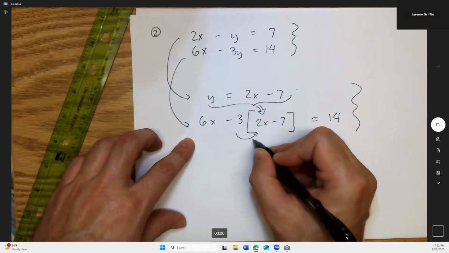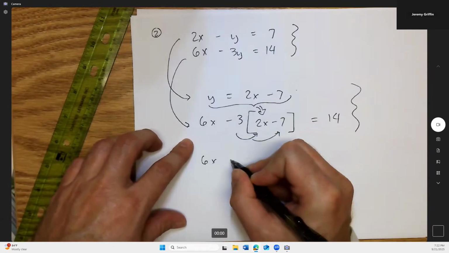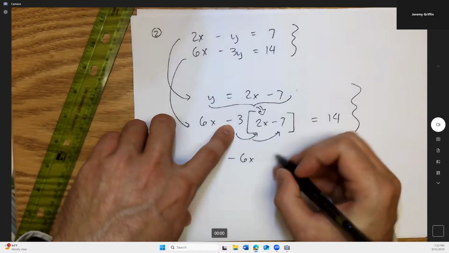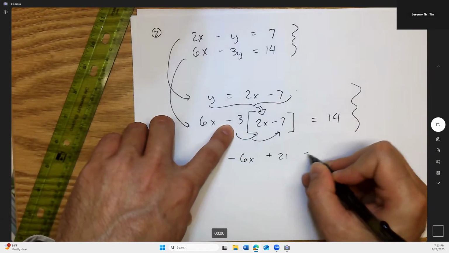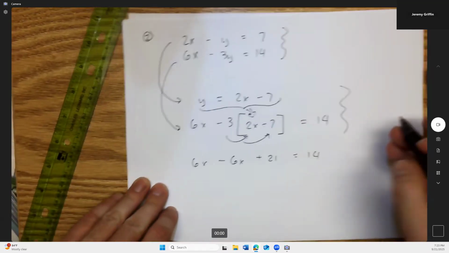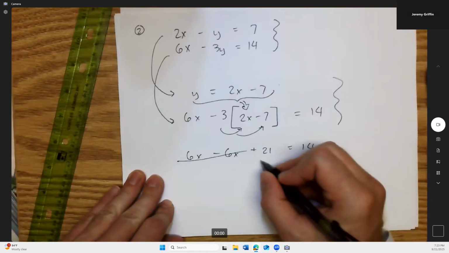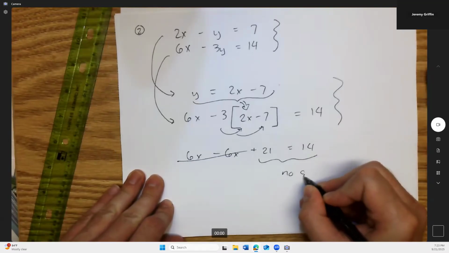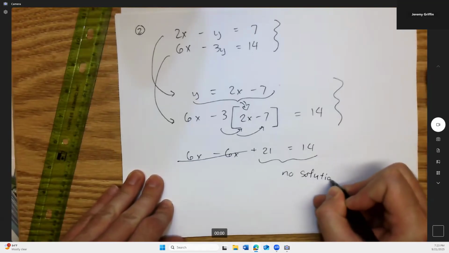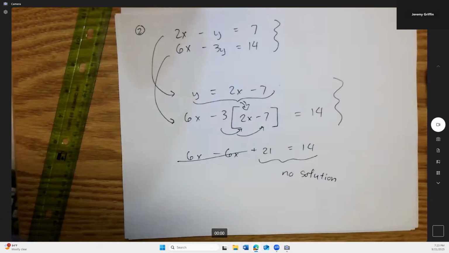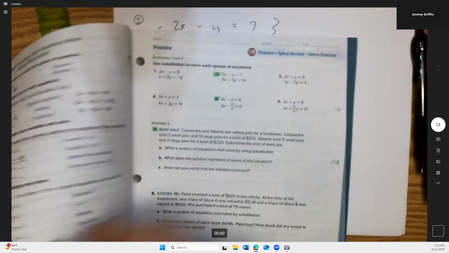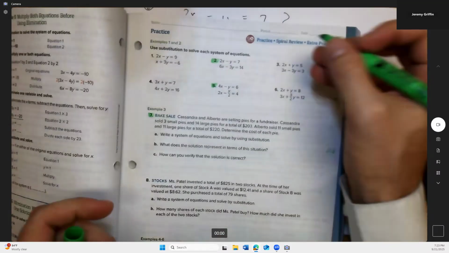So distribute that negative 3, 6x minus 6x. Yeah, that sure is. Plus 21 equals 14. Okay, this is not going to work either. This is also no solution. That's a false statement. No solution. All right. Well, by luck. Got to pick one that actually works, right?